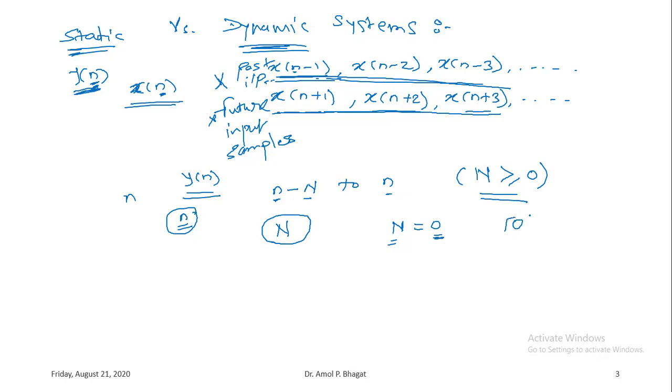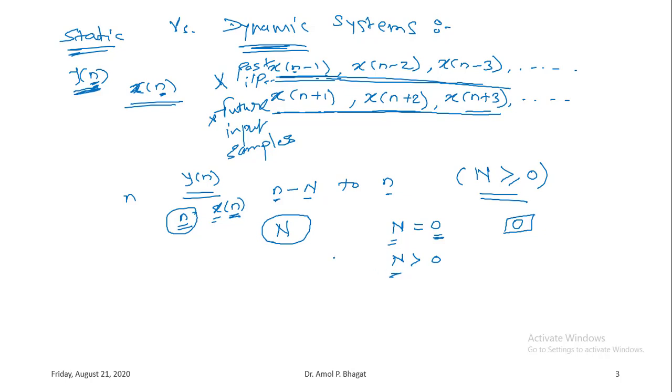That means it doesn't have to store any sample because the output depends on the current input sample at the current instance of time, that is x of n. So it doesn't require any memory.